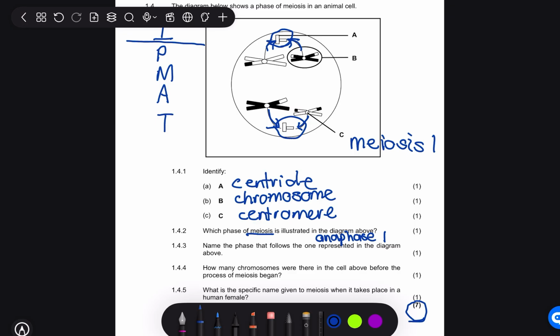Then it says, name the phase that follows the one represented in this diagram. So again, if we wrote out our acronym, we then know T is next. So then we know it's telophase. Telophase 1, because we understand it could also happen in 2.